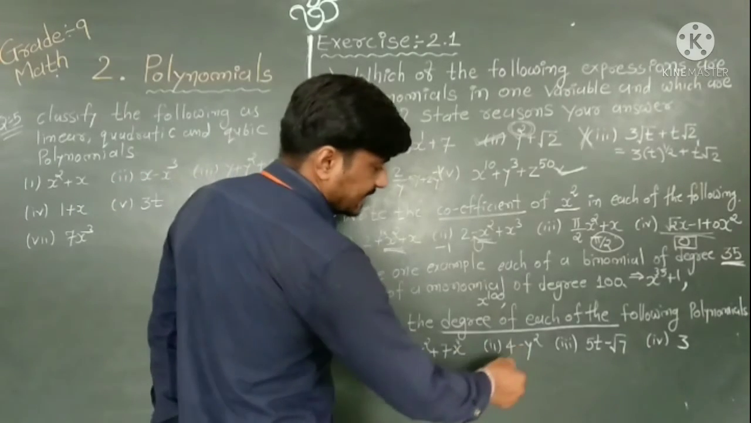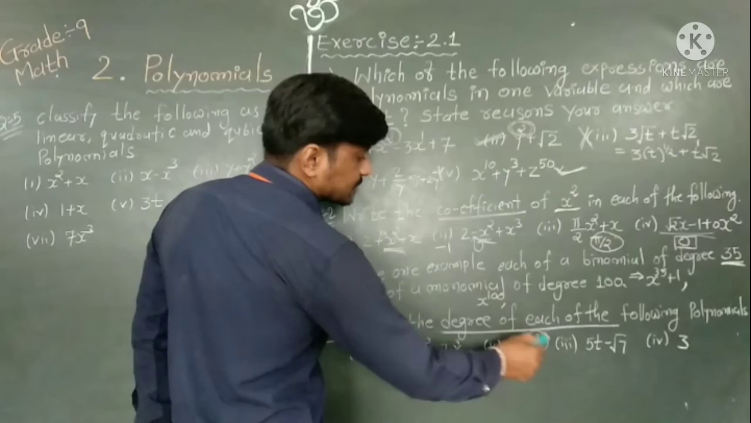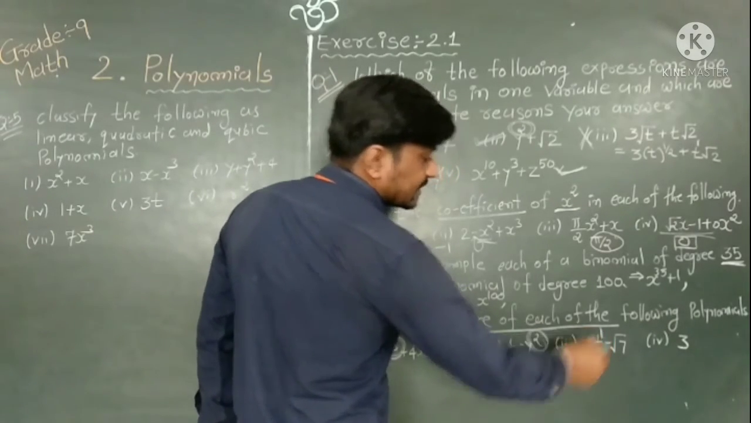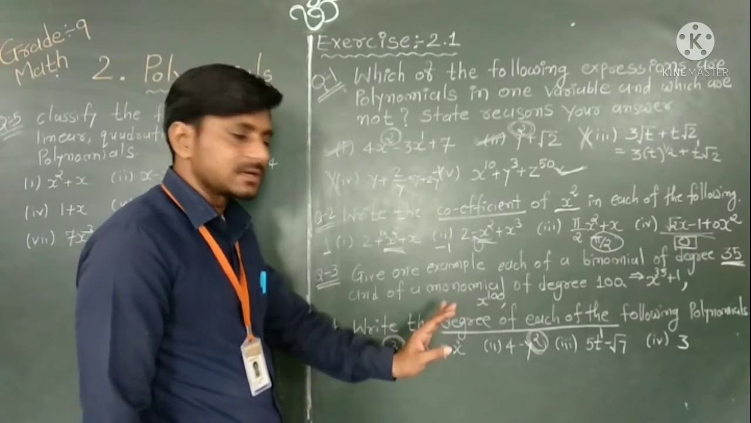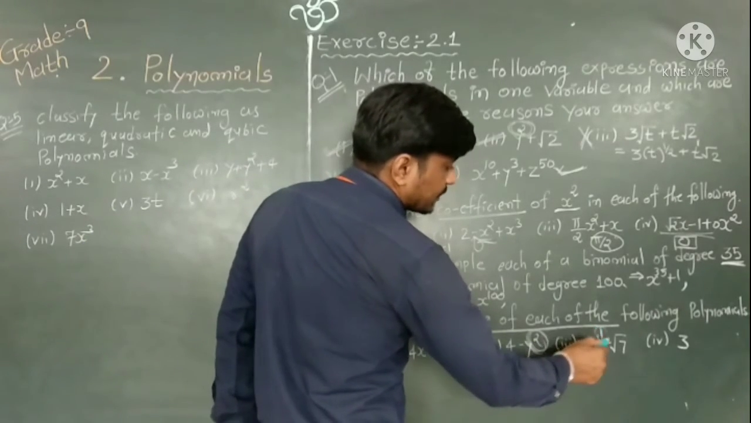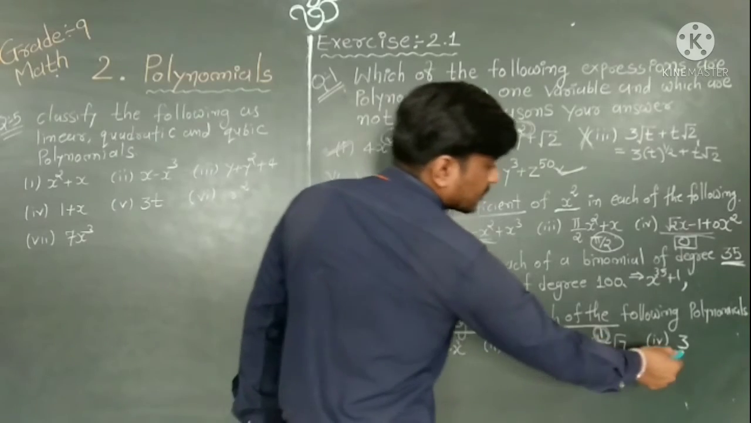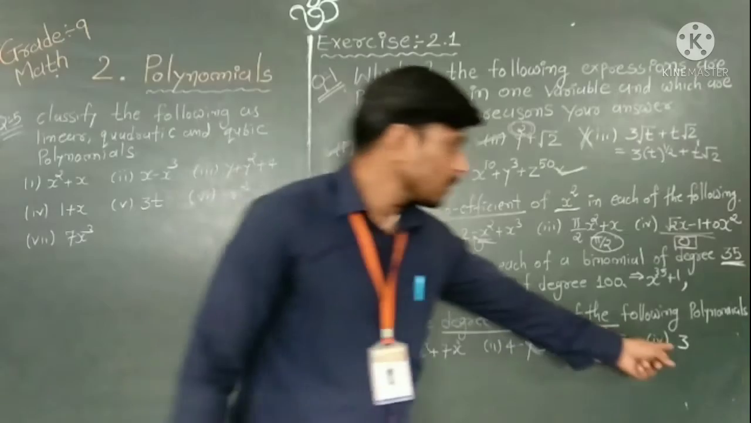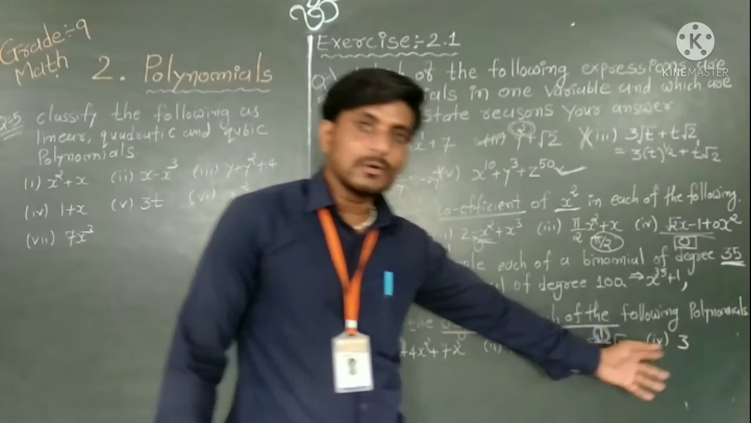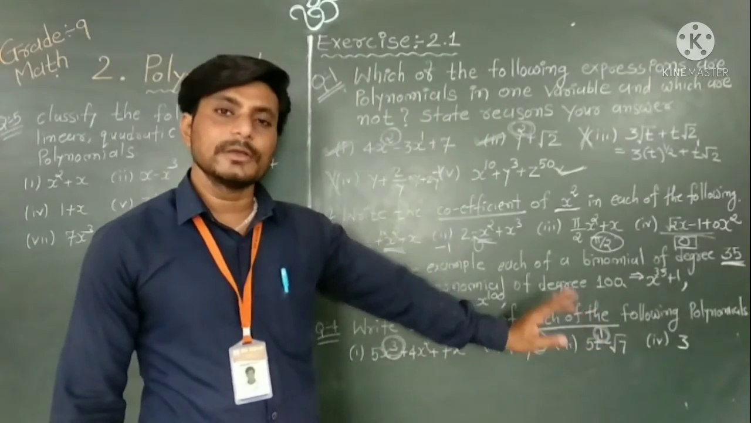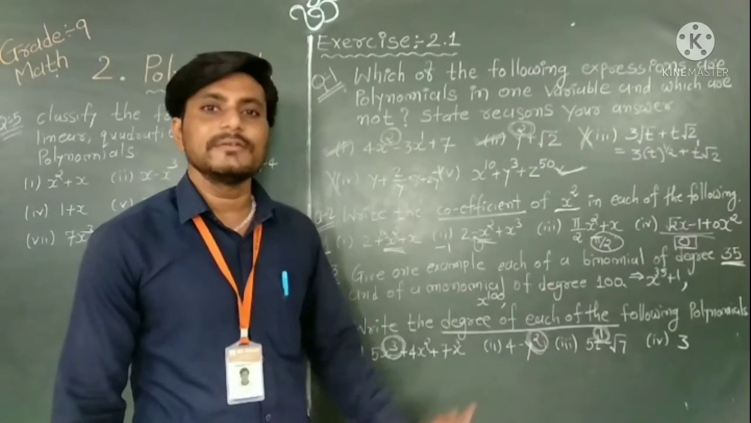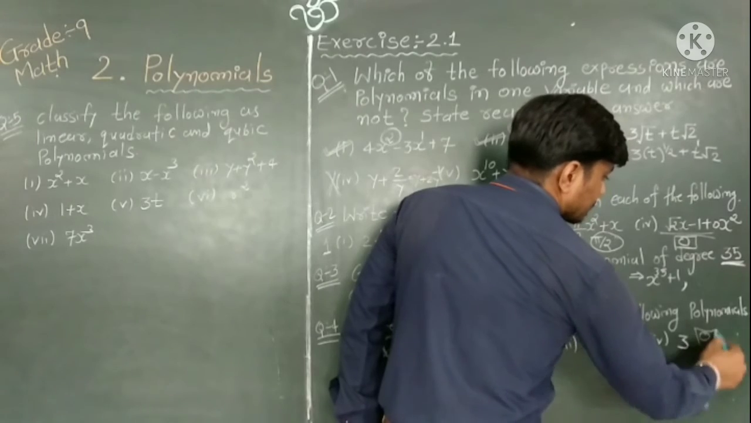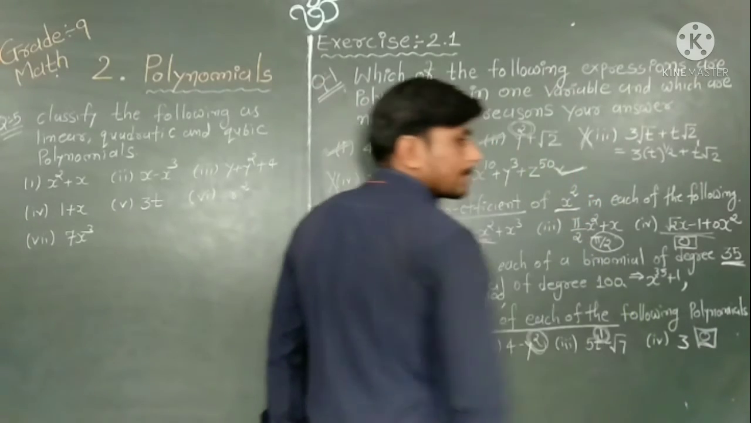Okay. Now here the highest power is 2, so the degree of this polynomial is 2. Here t is raised to nothing, which means you have to assume there is a 1 present. So the degree of this polynomial is 1. Here there is no variable. So this is a constant term. What is a constant term? A term is said to be a constant term if it has no variable. So the degree of a constant term is always 0. So the answer will be 0.